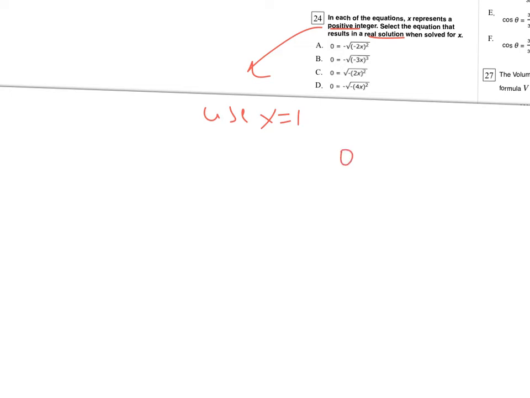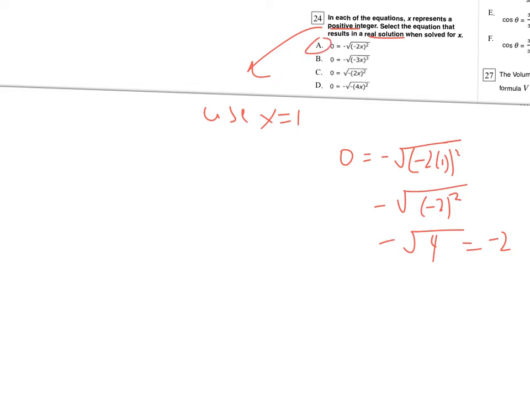So 0 equals negative square root of negative 2 times 1 squared. And so that's negative square root of negative 2 squared, which is negative square root of 4, which is negative 2. And that certainly is a real solution, so I'm going to say that's our correct answer.